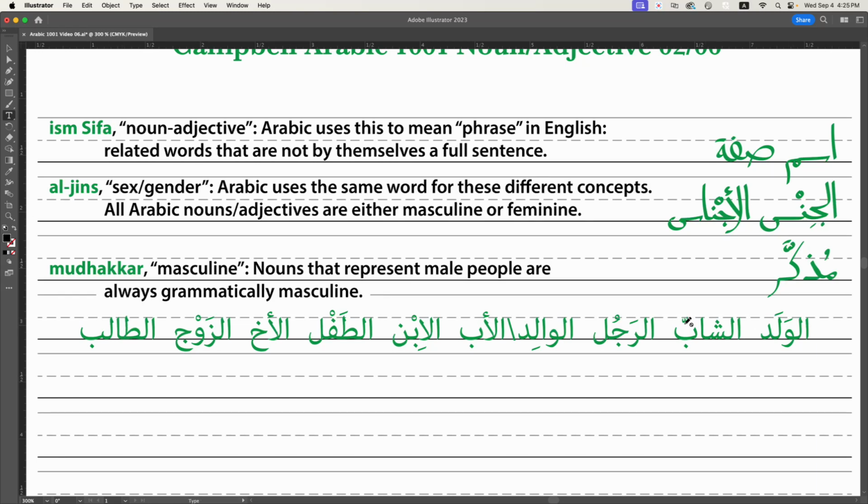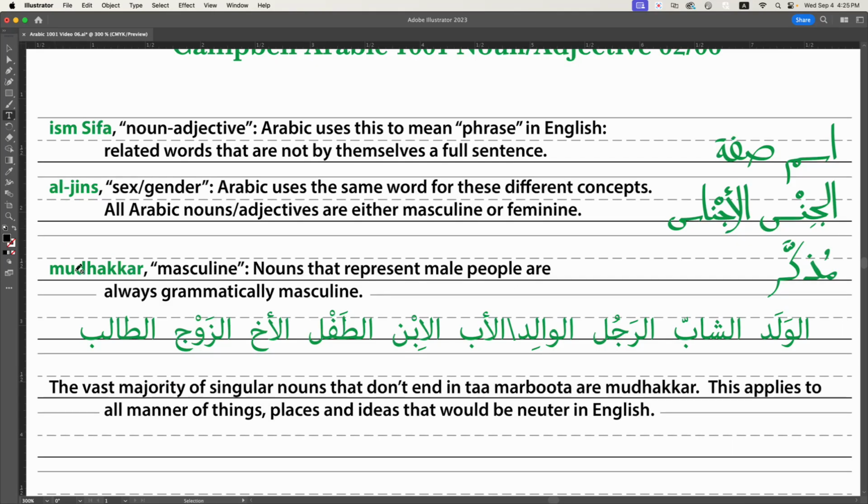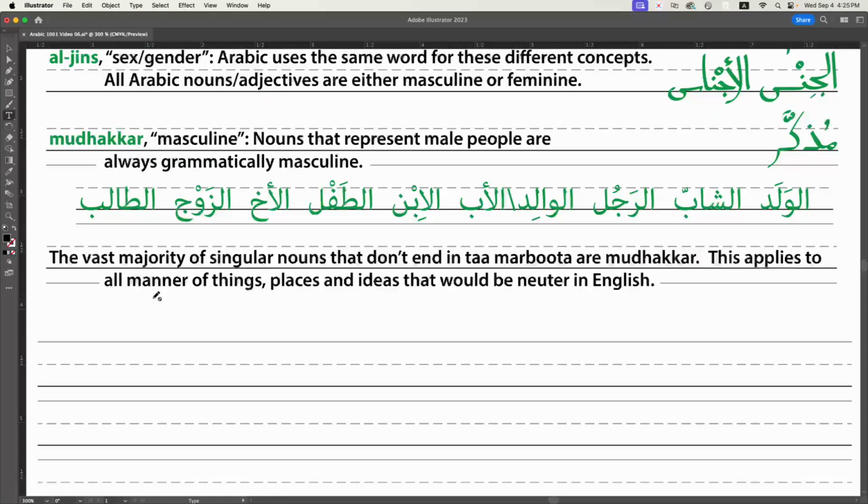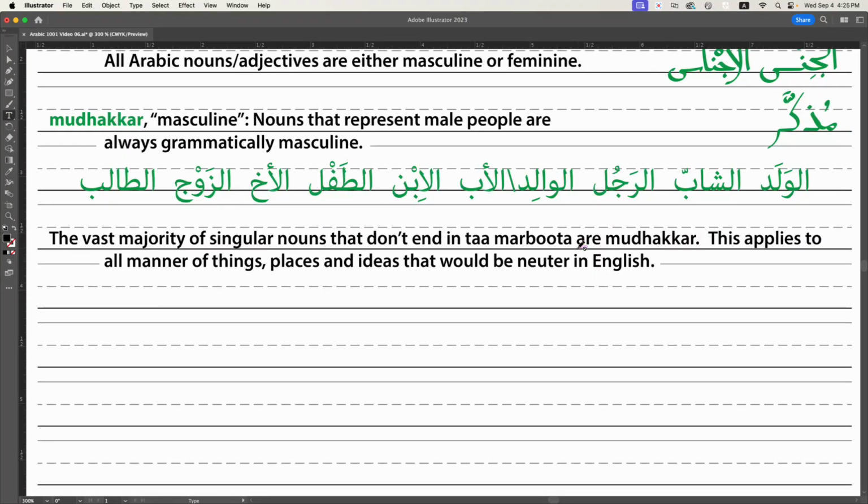So these nouns, because they represent male people, are always what we call mudhakkar, or grammatically masculine. That makes sense to most English speakers. But the vast majority of singular nouns that don't end in ta marbuta are also masculine. And this applies to all manner of things, places, and ideas that would be neuter in English.